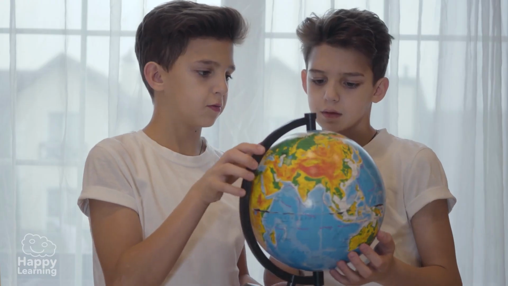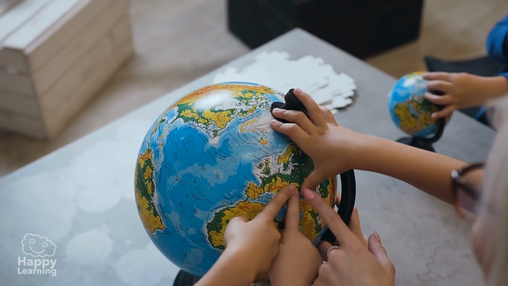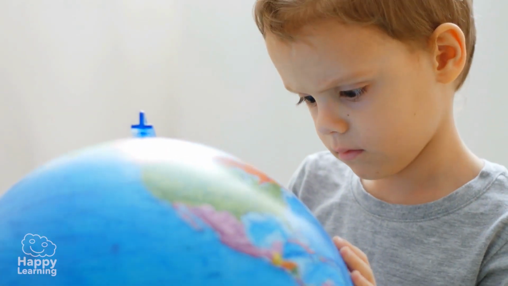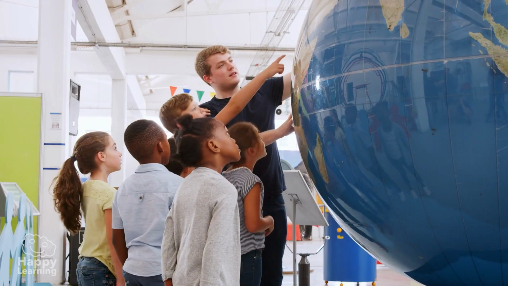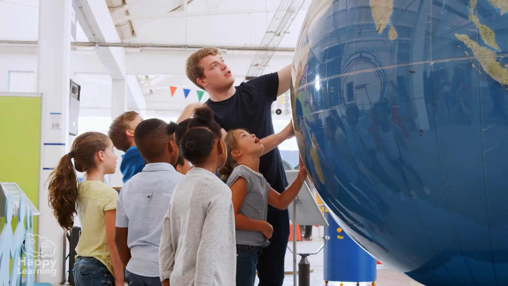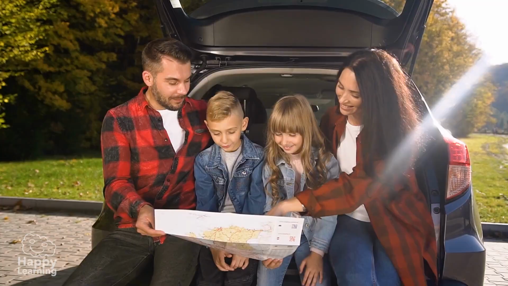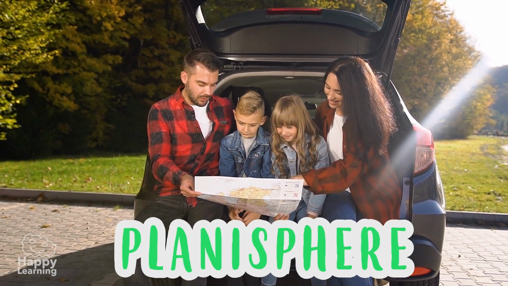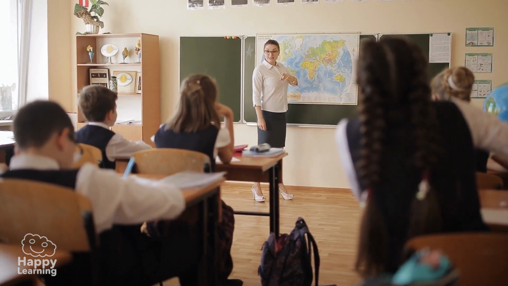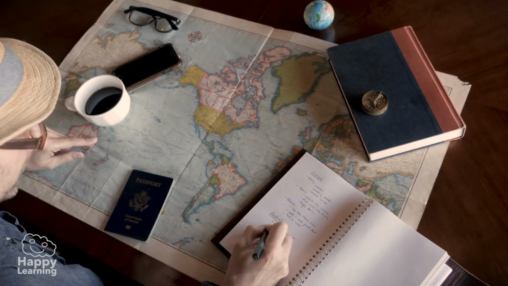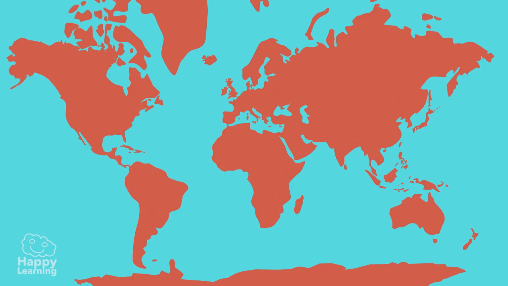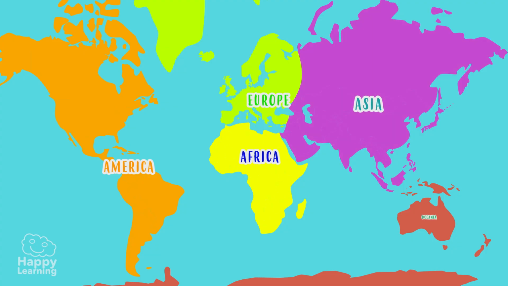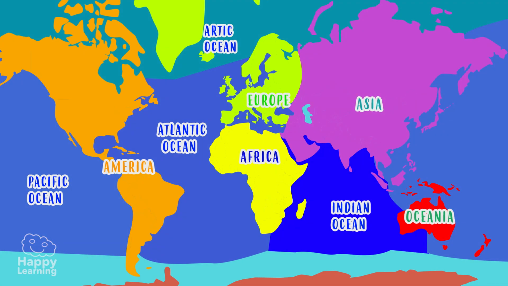But the truth is, for some things, it's not very practical. For example, it doesn't allow us to see all the places on Earth at once, and neither is it very practical to take on a trip either. It takes up a lot of space. It's for this reason we have the planisphere. The planisphere is another way of representing our planet. It's a map of the entire surface of the Earth and allows us to see the continents and the oceans, but on a flat surface.